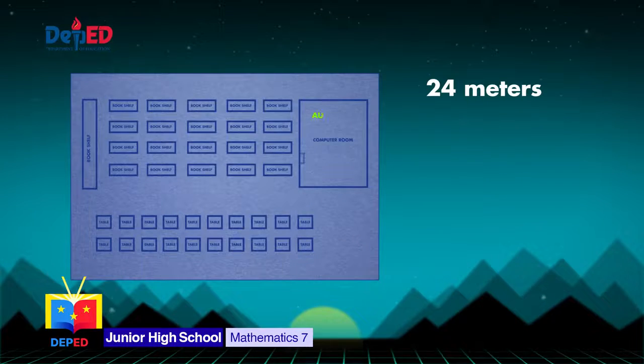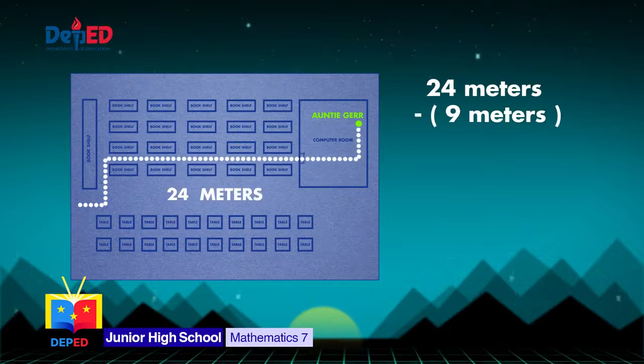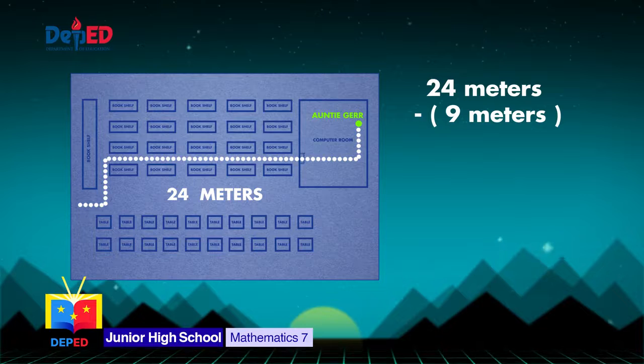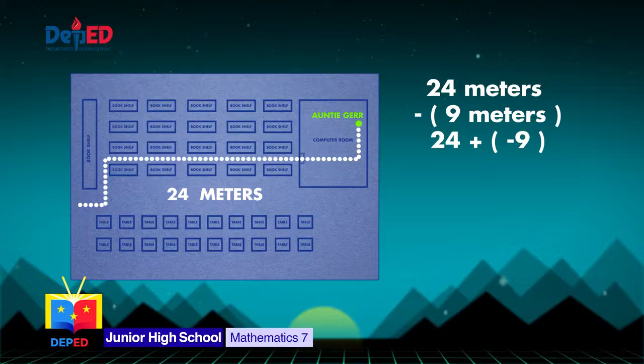If Integer already walked 24 meters from where we were standing a while ago, and I met her after she walked 9 meters back, how many meters have I already walked from our initial location? We can add the number of meters Integer walked. That is 24 meters forward and 9 meters back. So we can associate it with negative 9. So we have 24 plus negative 9.